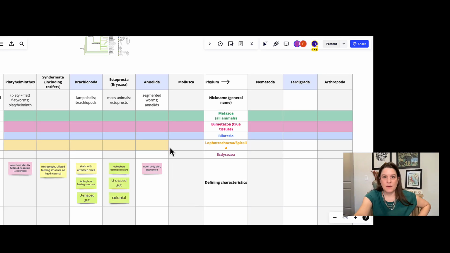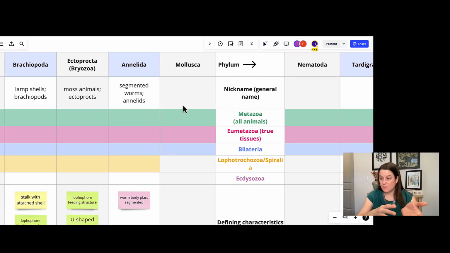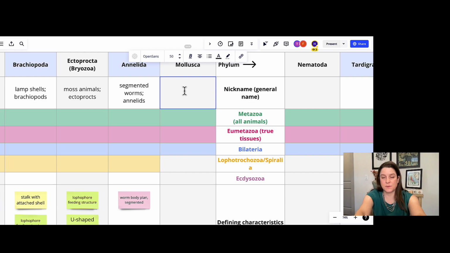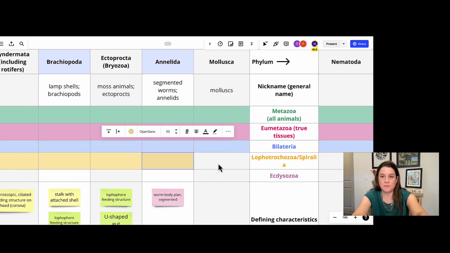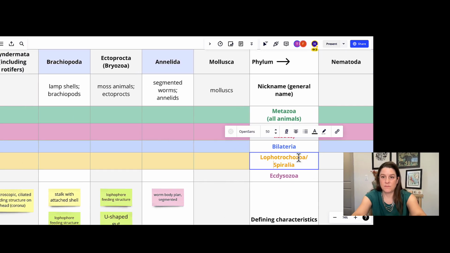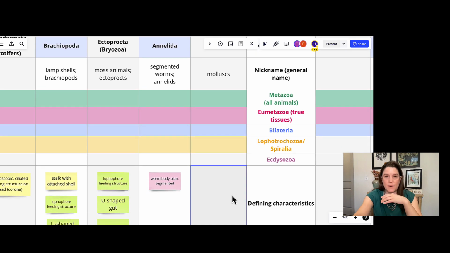Okay. Then we go to mollusca. You can see it spelled with a K. You might see that in some books, but I'm going to spell it with a C because that's what our book does. Mollusks is the common name. They are also in Lophotrochozoa, Spiralia.